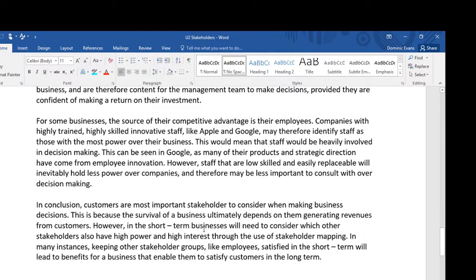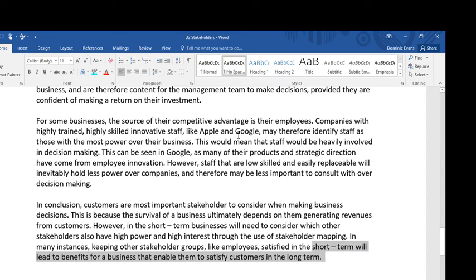However, in the short term, businesses will need to consider which other stakeholders have high power and high interest in the use of stakeholder mapping. In many instances, keeping other stakeholder groups, like employees, satisfied in the short term will lead to benefits for a business that enable them to satisfy customers in the long term. Okay, so I've brought in here an element of time to show that balance.